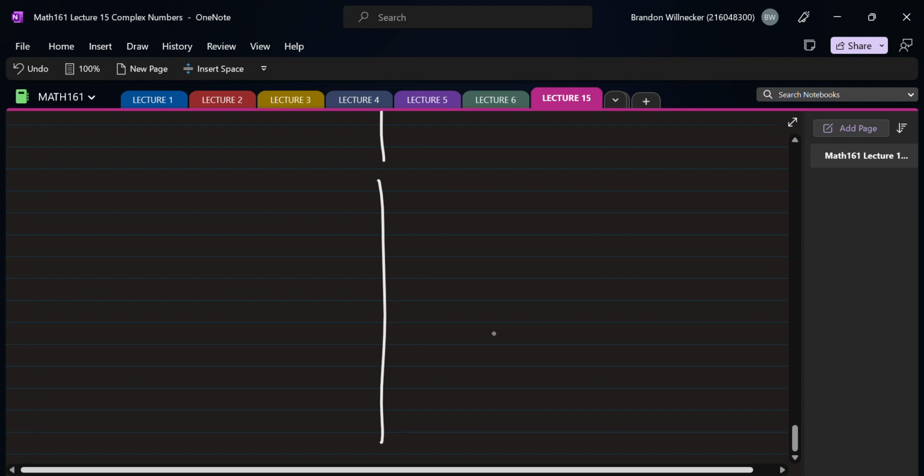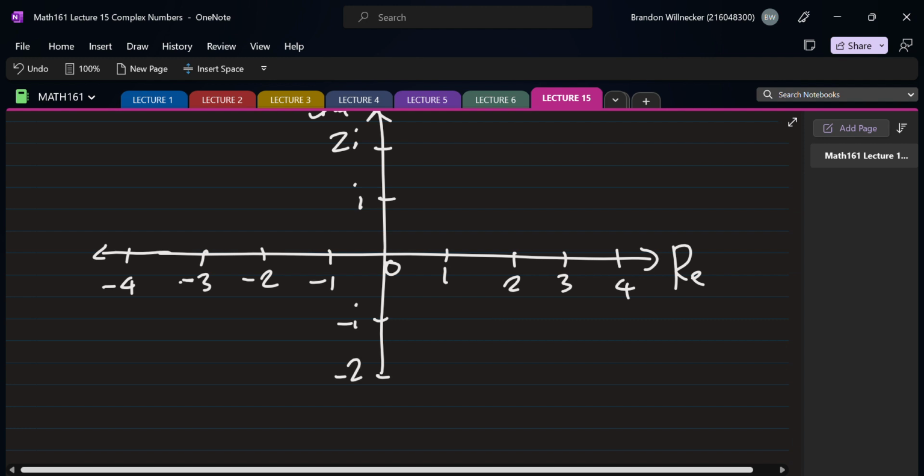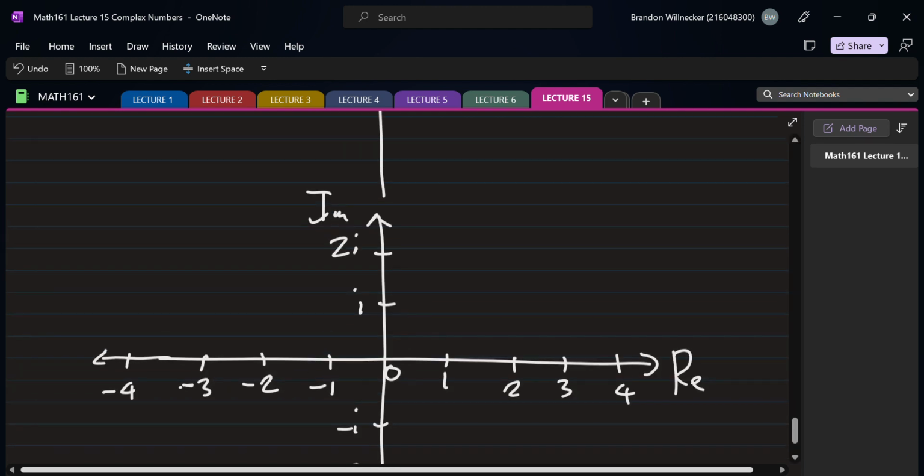Just as a little example here. Here we have the real part. Here we have the imaginary part. We've got 0 in the middle. 1, 2, 3, 4. Minus 1, minus 2, minus 3, minus 4. That is the real number line. And then remember, we added this new number i, and that extends it into this other dimension, with the imaginary axis. So here we have i, 2i, and so on going up, and then minus i, minus 2i, and so on going down.